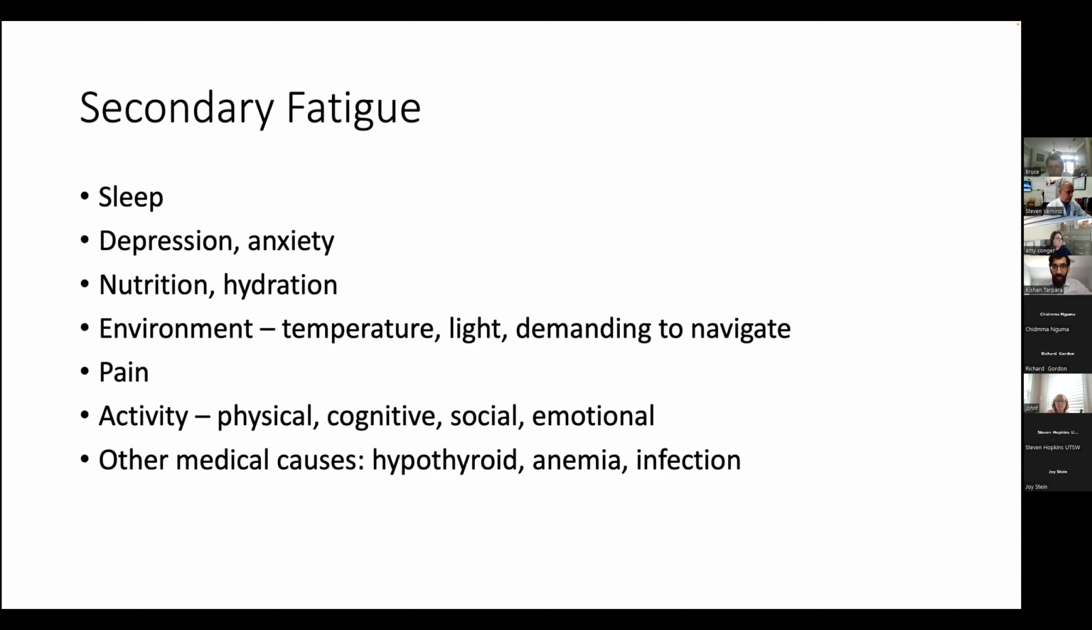Pain can interact with sleep and exercise and cause fatigue. It can cause unrestful sleep disruption as well. So having pain adequately treated is also important. And then activity levels, just doing things during the day, having the right amount of activity, giving yourself enough time to rest in between. So physical, cognitive, social activities, all of these things can be taxing and can require energy.